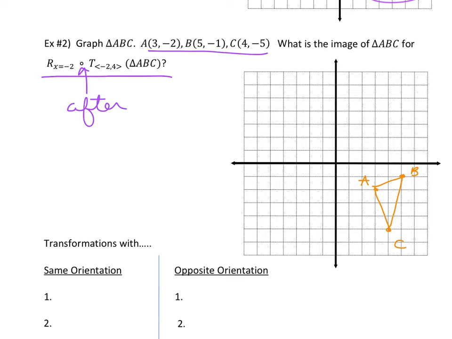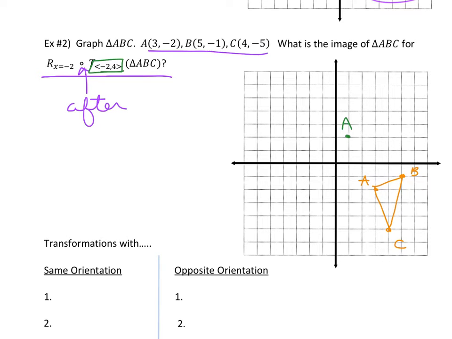You try first. You do the translation. Where are we moving for that? What is this doing? 2 to the left, 4 up. Okay, so the -2 means 2 left. So 1, 2, 1, 2, 3, 4.